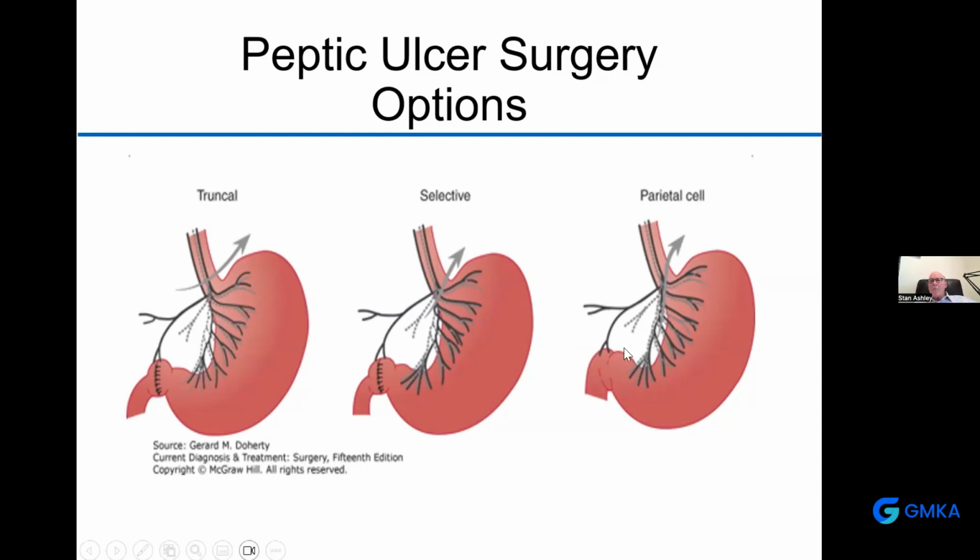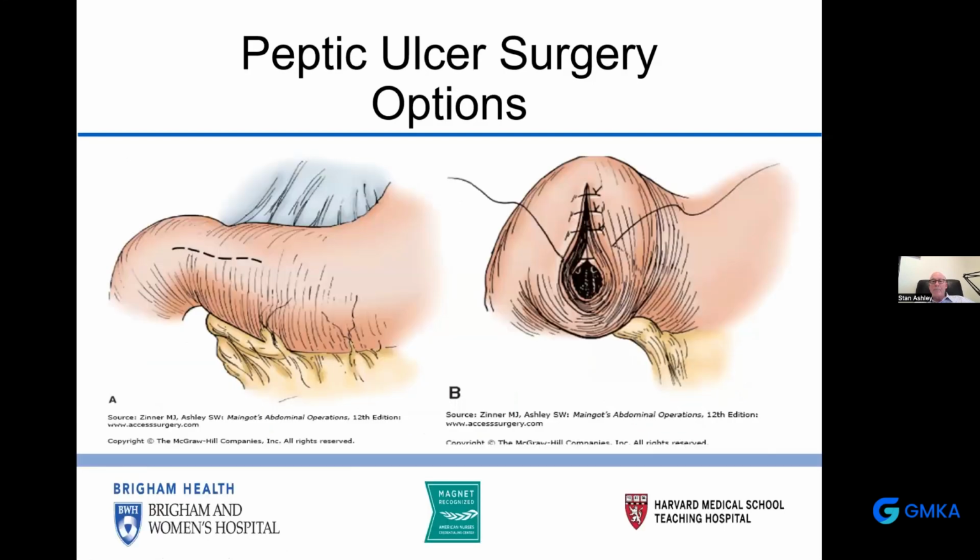And then the third operation that really got a lot of attention was parietal cell or highly selective vagotomy, dividing the fibers off the trunk of the vagus along the stomach, preserving those to the antrum so that there aren't problems with emptying, but you've denervated the acid secreting portion of the stomach. We do so few of these today that it's hard to recommend doing that in an emergent setting.